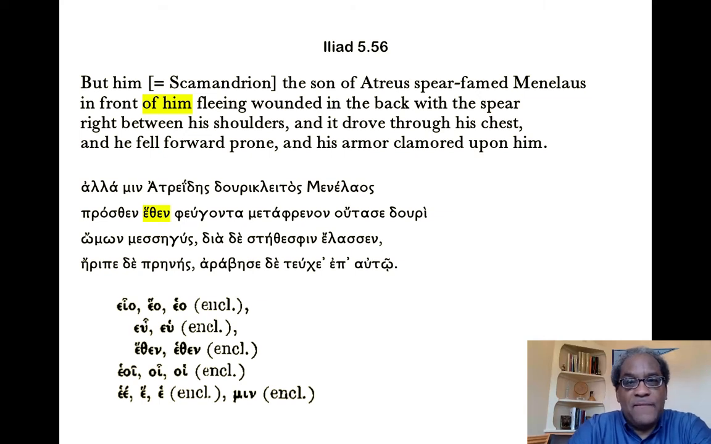And then from Iliad 5, you see the form heten, this genitive. But him, and this is referring to Scamandrius, but him, the son of Atreus, spear-famed Menelaus, fleeing in front of him, running in front of him, he wounded in the back with the spear, right between his shoulders, and it drove through his chest, and he fell forward prone, and his armor clamored upon him.